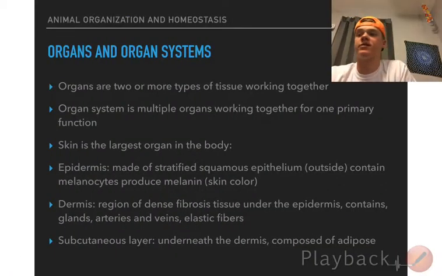And then organs and organ systems. Organs are two or more types of tissue working together. An organ system is multiple organs working together for one primary function.